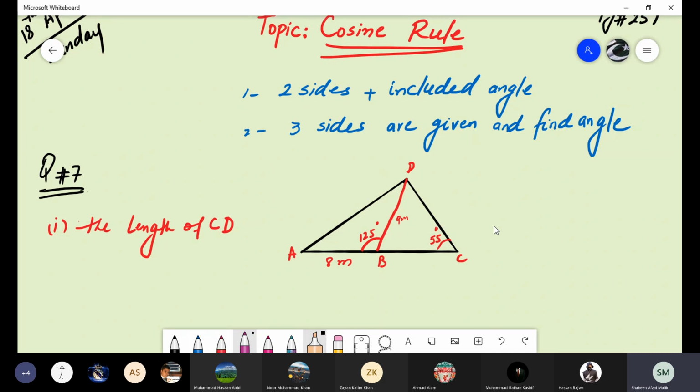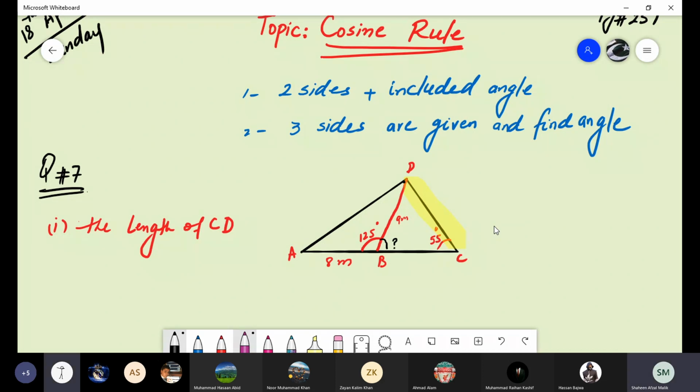Which side is CD? This is CD. BD is already given to you, but we want to find out CD. But the very first point, if we have this angle, then we can find out the side easily. Look at this one, boys. Can we find out this angle, this part of the angle?